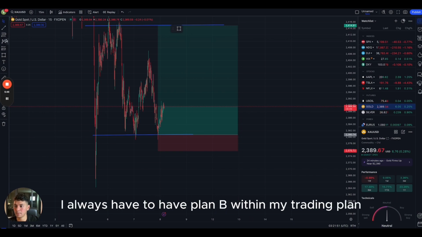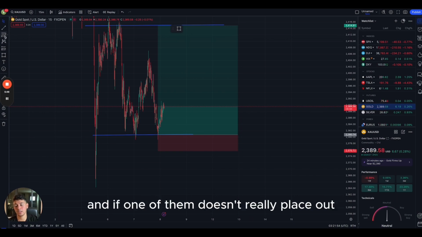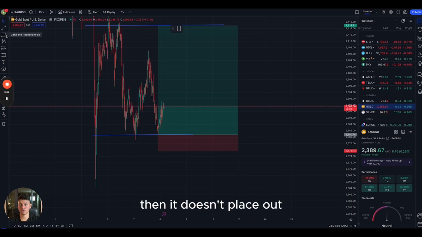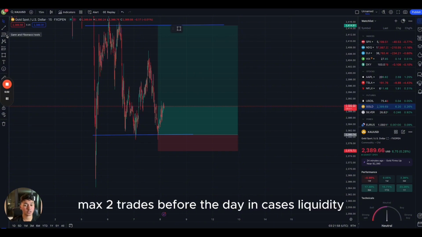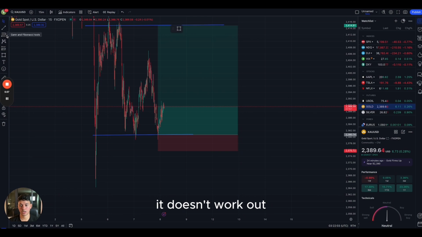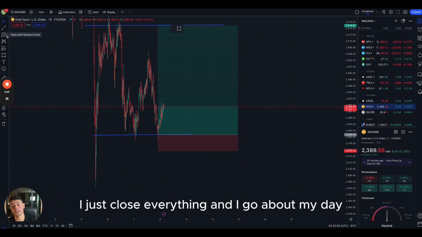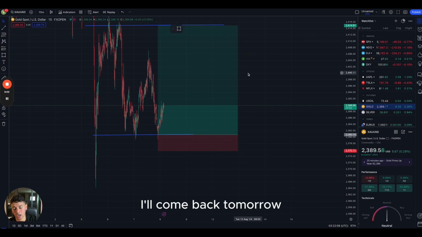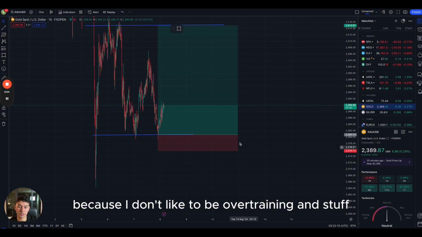I always have to have a plan B within my trading plan, and if one of them doesn't really play out, then it doesn't play out. I just place one trade, max 2 trades for the day in case it's liquidity, and if it doesn't work out, it doesn't work out. I just close everything and I go about my day. That's it for today. I'll come back tomorrow because I don't like to be overtrading.